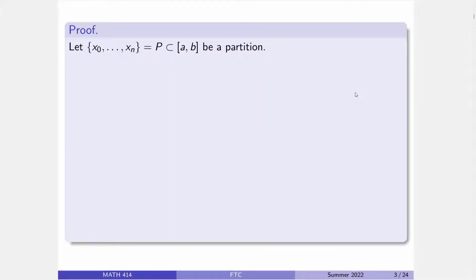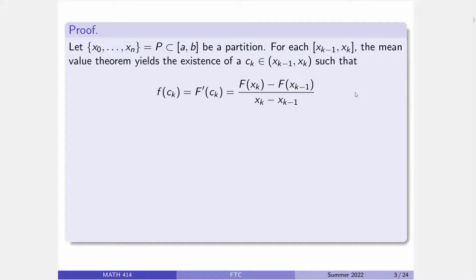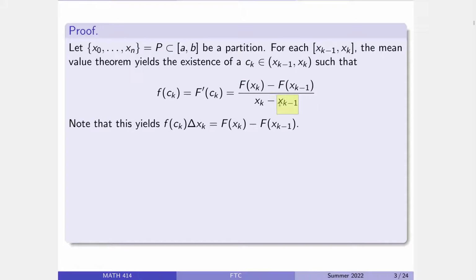So, pick a partition. Now, for each subinterval, by hypothesis, our capital F is continuous and differentiable on the interior, so from A to B, excluding A and B. That means that for every one of these, I can find a point that lives between the two, strictly, so that the instantaneous rate of change lines up with the average rate of change, and note, oh hey, that's equal to that. Alright, so note, this down here is delta x sub k, so multiply it over, we get that.